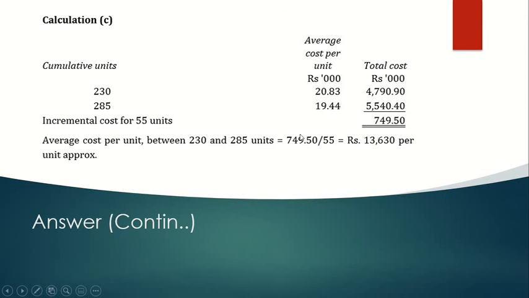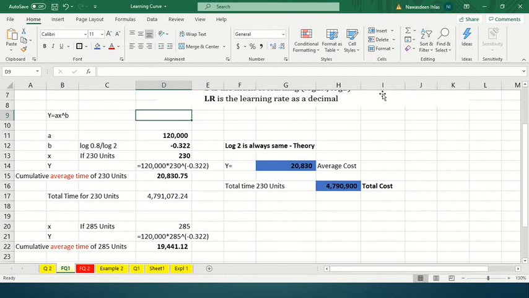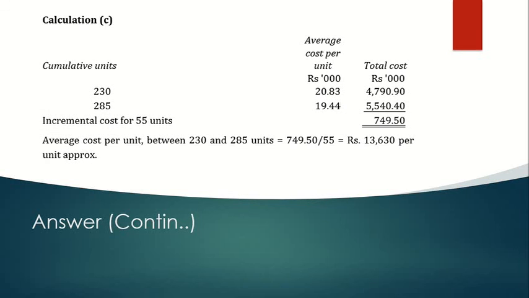So here what we want to do, we want to find the total cost. So here average cost per unit at 230. එතකොට 230 දාලා අපි හෙව්වොත් අපිට එනවා 20.83ක්. 285 දාලා හෙව්වොත් අපිට එනවා 19.44ක්. So here this is already computed. So we can find the total cost. So here in my example I have computed it already. Here I said per unit, if it is the cost 20,830, our total cost will be this much, 4,790,900. So here you can see it.